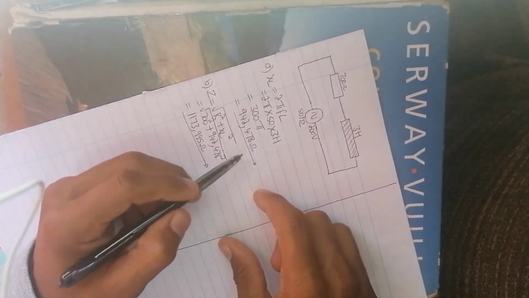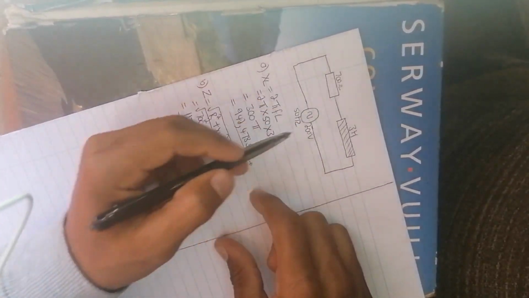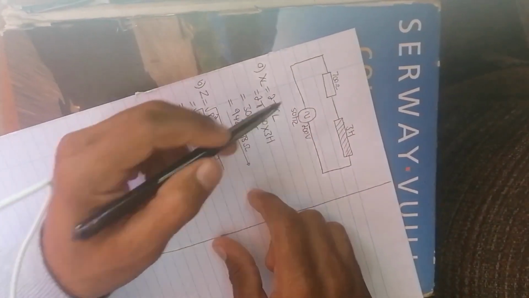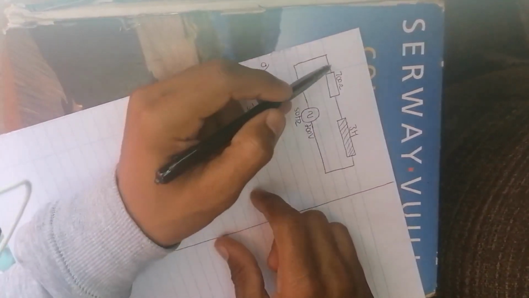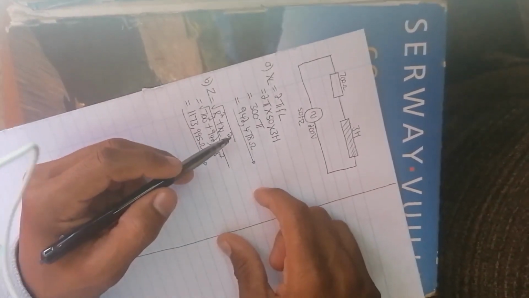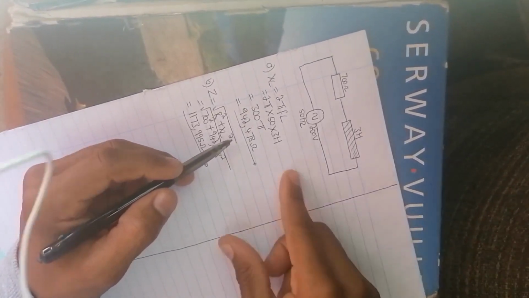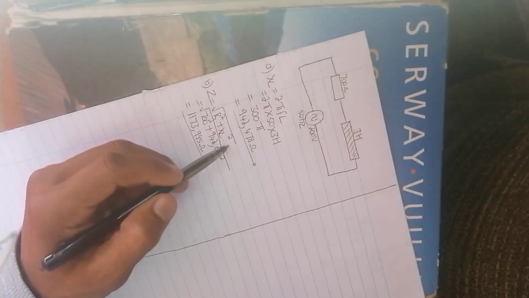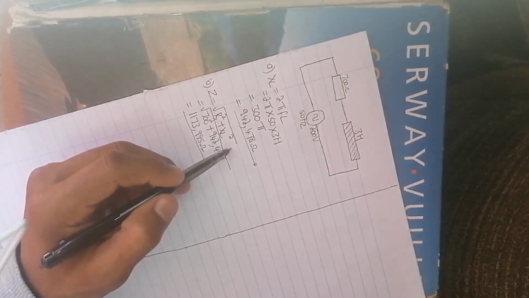Why? Because this is in a series circuit. The voltage is the same, the current flowing is the same, but the resistance of the circuit increases in a series circuit. So in a series circuit, if the total resistance of the circuit increases, that will bring about a decrease in current, because they are inversely proportional to one another, provided that the voltage stays the same.